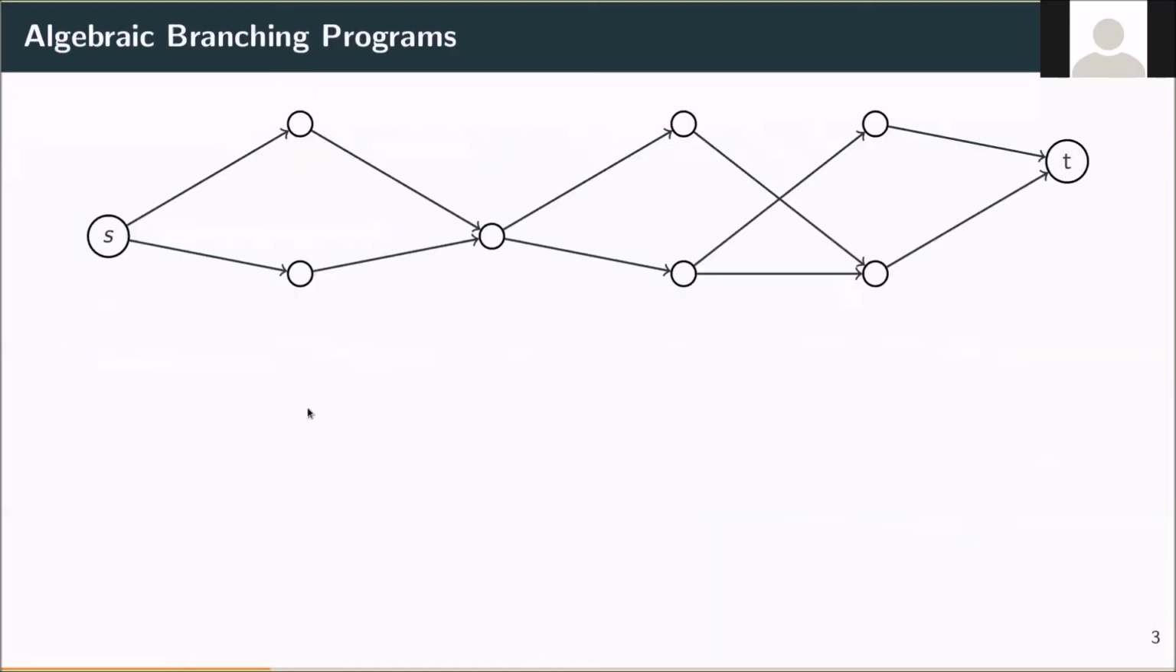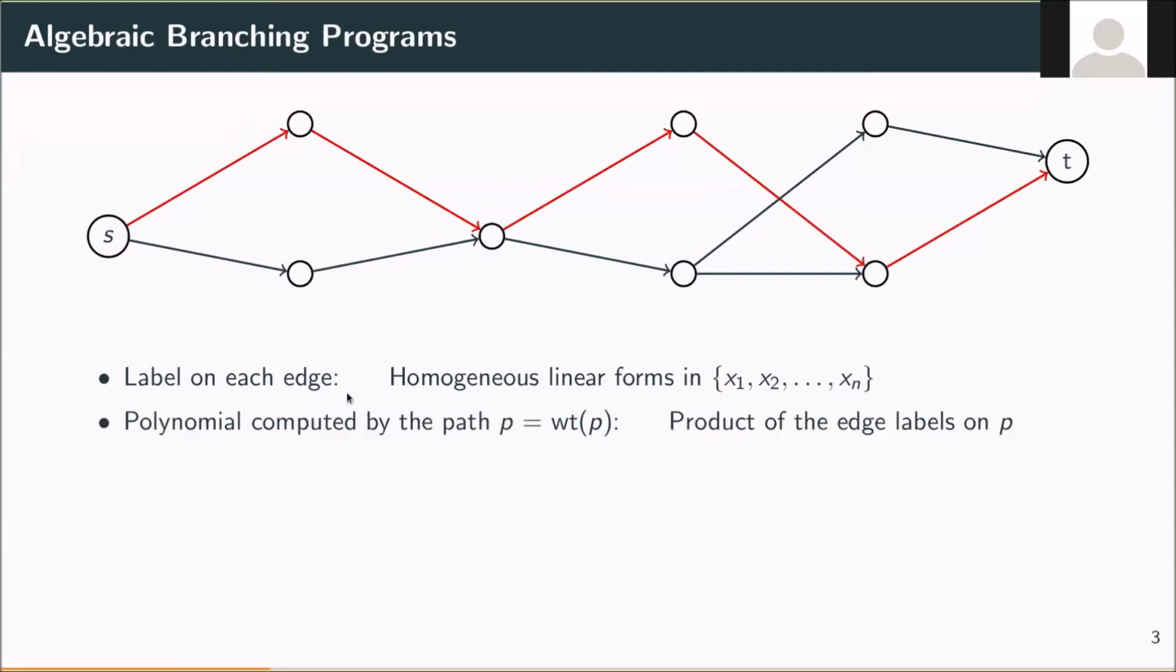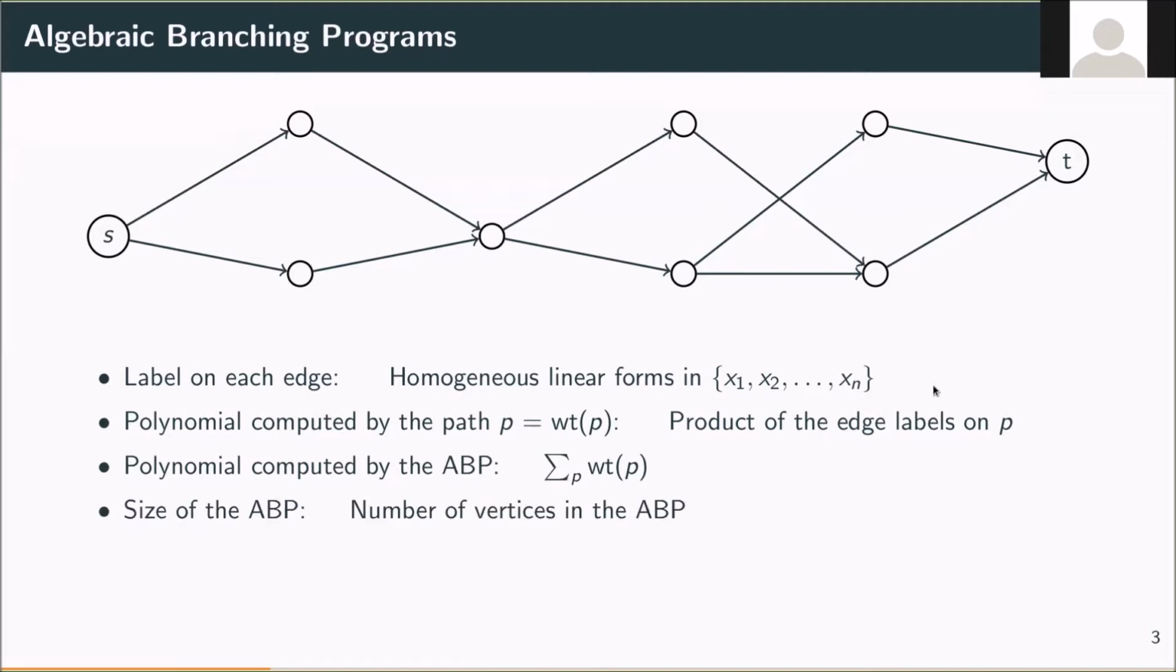So what is an ABP? It is a layered graph in which the first and the last layer consist of only one vertex each. We call them S and T respectively. And edges are only allowed to go between consecutive layers. Every edge is labeled by a homogeneous linear form in the underlying variables, and the polynomial computed by any ST path is the product of the edge labels on this path. The polynomial computed by the ABP is simply the sum of the polynomials computed by the various ST paths. And the size of the ABP is the number of vertices.